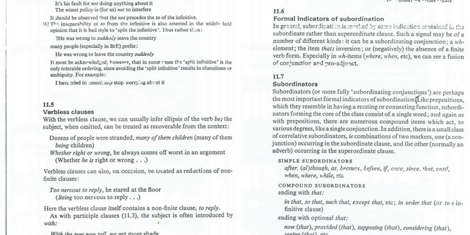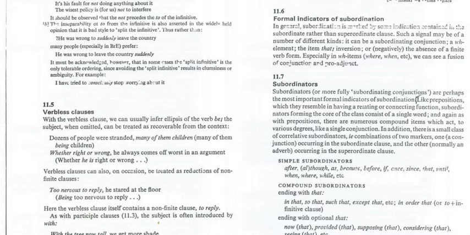Dozens of people were stranded, many of them children. The superordinate clause is dozens of people were stranded, and the subordinate one is many of them children. This is a verbless clause, and it can be paraphrased as many of them being children, or many of them are children. Of course, with being, it is non-finite. If I use are, it is finite.